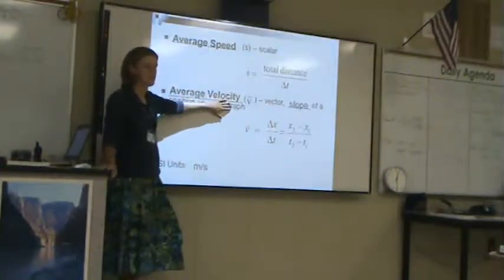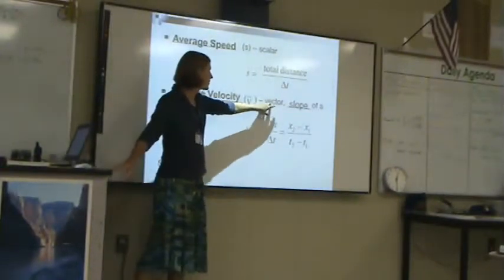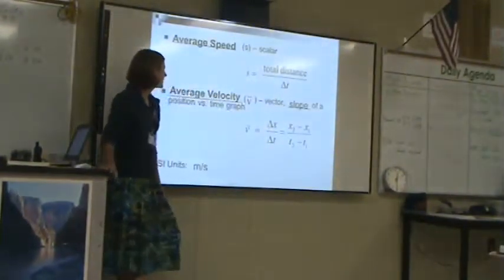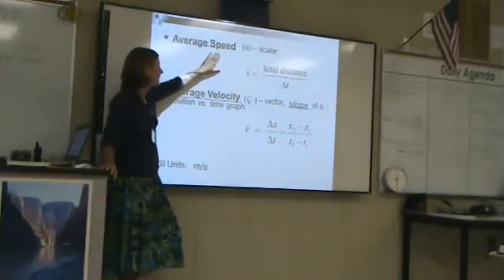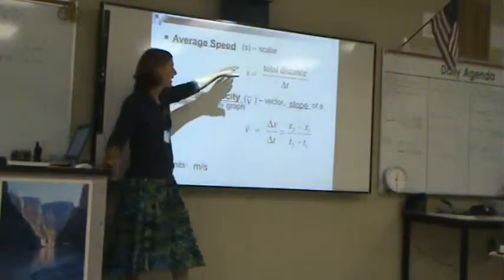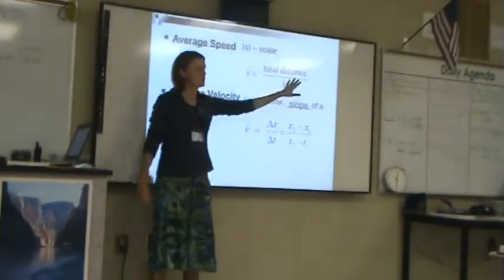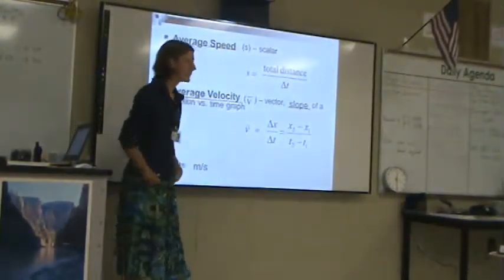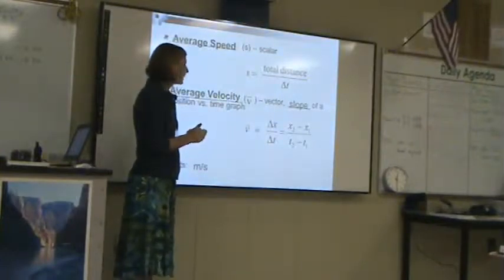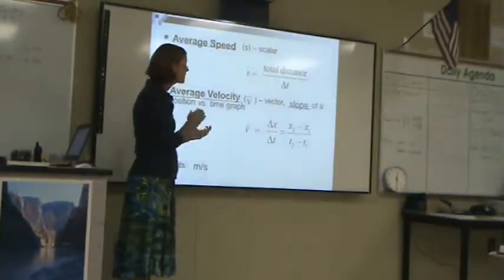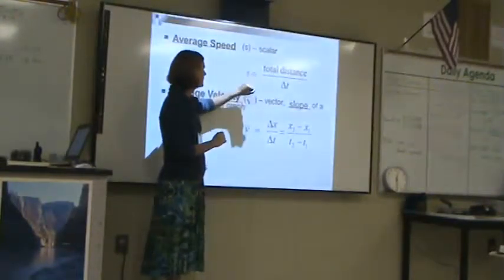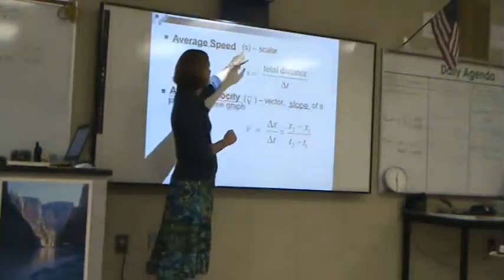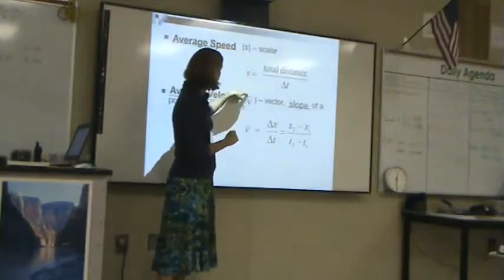Average velocity is a vector, so there will be a direction associated with velocity. Average speed is a scalar. Okay, so you just need to know your total distance. Is the S on the average speed supposed to have a line above it, like the V? Yeah, it is. That's for average. Yeah, that should too. And this one should have a hat.